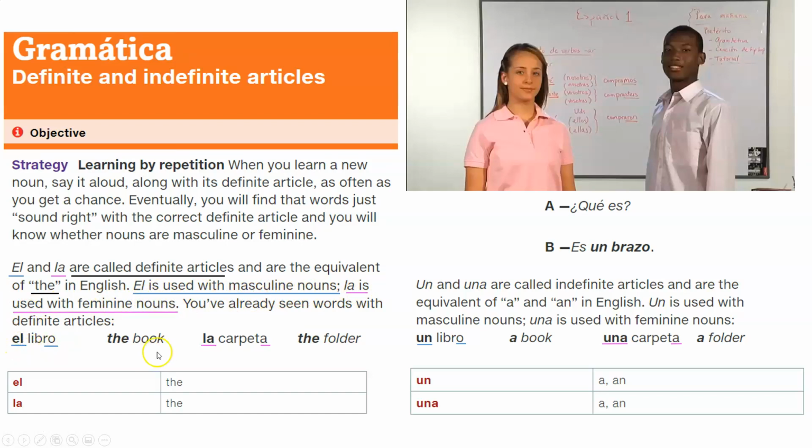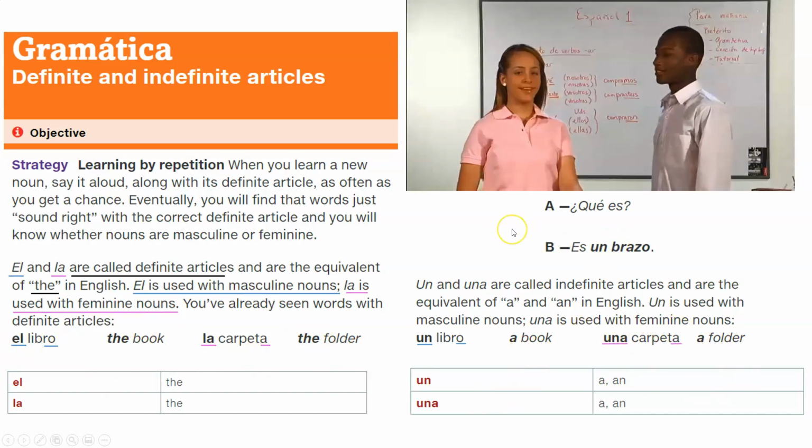Like el libro, the book, la carpeta, the folder. So like we've said before, el and la both mean the. Un and una are called indefinite articles, and they are the equivalent of a and an in English. Un is used with male nouns, and una is used with female nouns. Un libro, a book. Una carpeta, a folder. So, right, the book, the folder, a book, a folder.